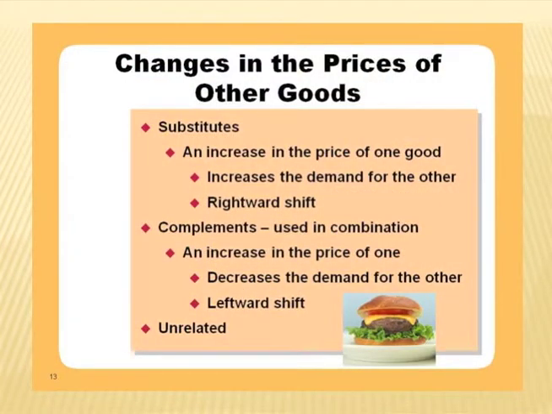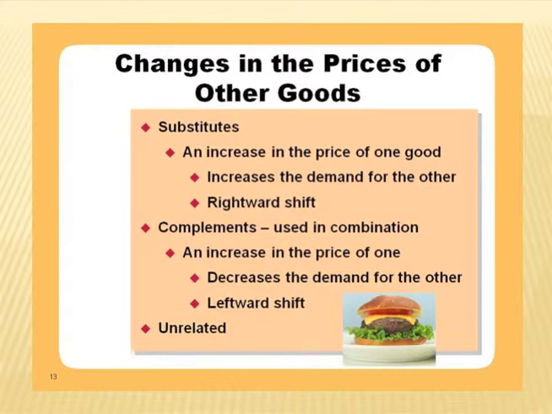Similar non-price determinant. Again, we're not talking about the price of this particular good. We're talking about a different price. We're talking about the price of another good, a different good. And here again, for the most part, we have two different possibilities. Some goods are said to be substitutes, which means an increase in the price of one good increases the demand for the other good, or causes a rightward shift of the demand curve.